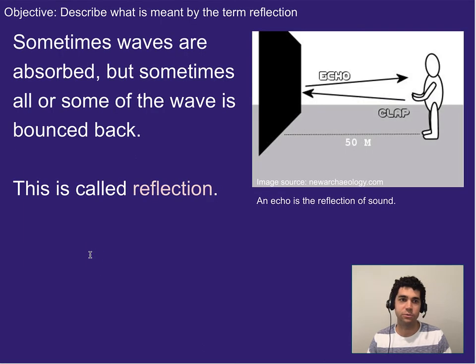All right, so reflection. Sometimes waves, you think about sound, sometimes they bounce off of things instead of being absorbed. So you think about like if you stand a little ways away from a wall and then you clap your hands, you can hear the echo of the clap. Well, that echo is actually a reflection of the sound, where the sound literally travels to the wall, bounces off the wall, and then comes back, not unlike throwing a ball at the wall. So this is called a reflection, when waves are bounced back in some way, shape, or form.